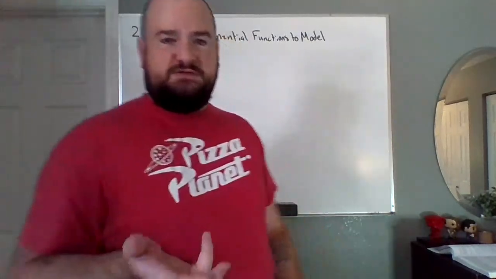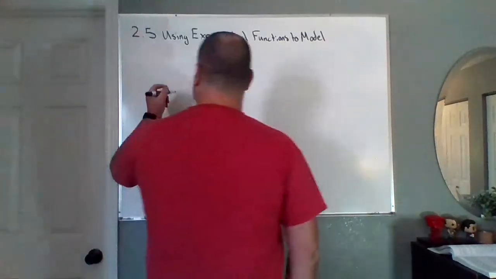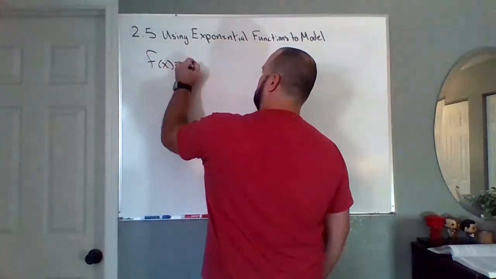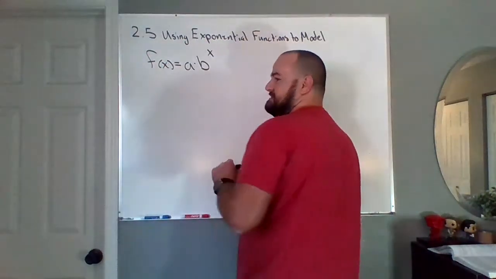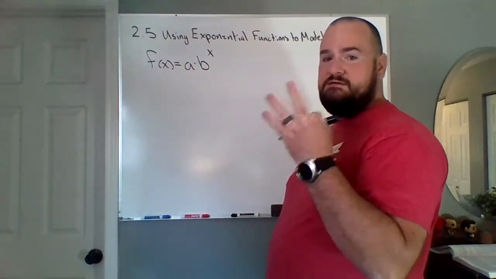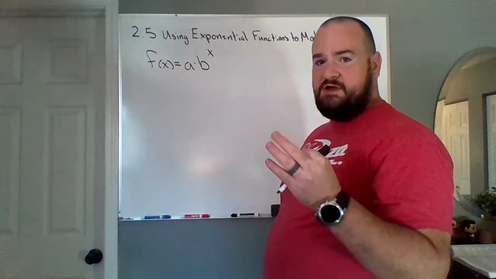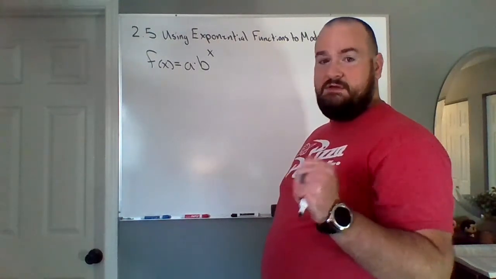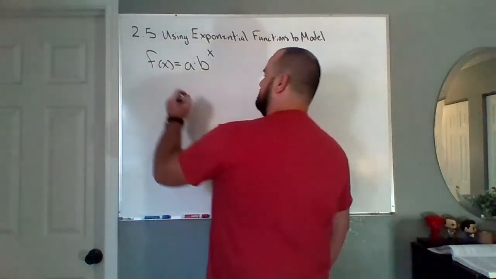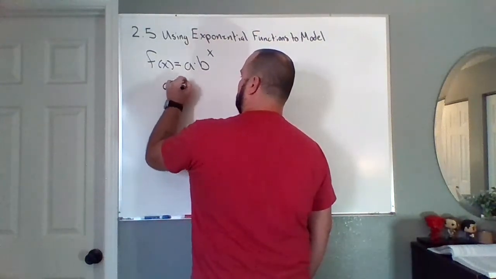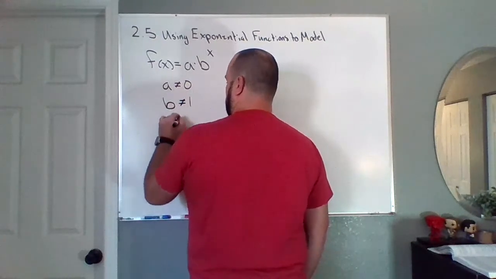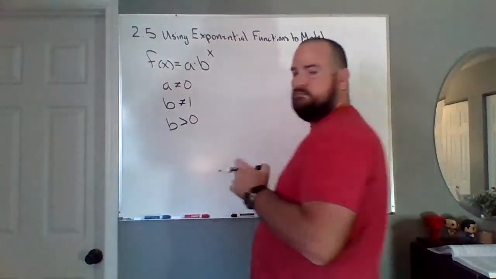So let's first remind ourselves what an exponential function is. Very simply, any function that can be written as f of x equals a times b to the x. Remember, there are three restrictions on this. You should know them by now. We've talked about them a couple times. So I want you to pause the video, write those down. Welcome back from writing those down. Our restrictions are a cannot equal 0, b cannot equal 1, and b is greater than 0.